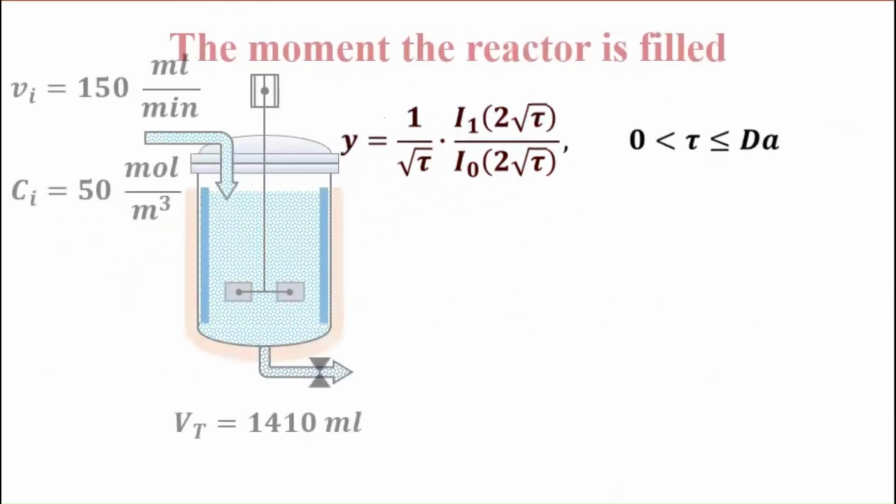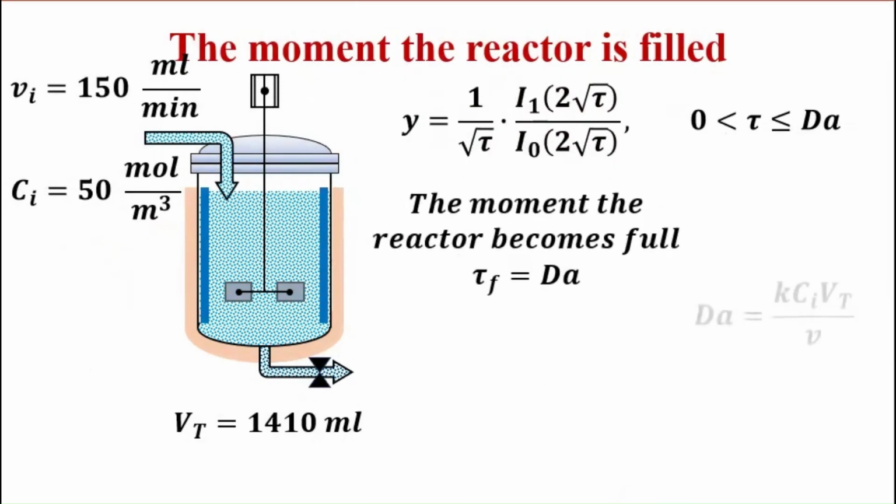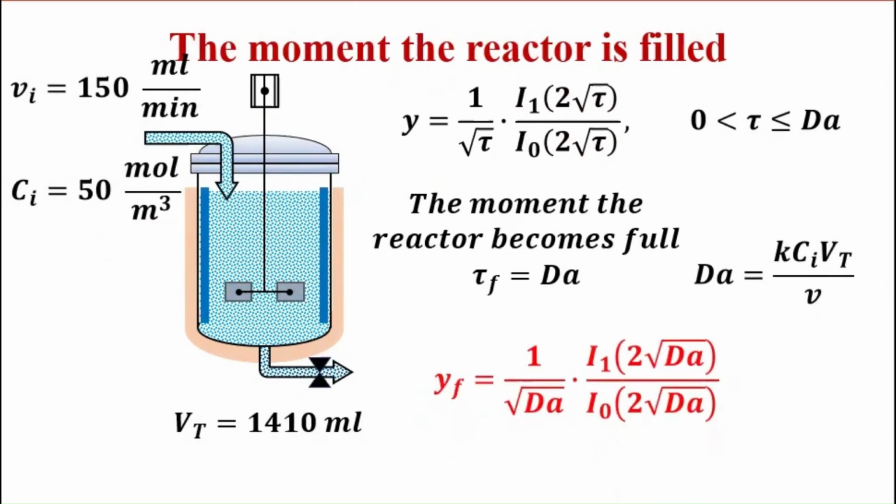By evaluating the ethyl acetate concentration as a function of time, at the moment the reactor becomes filled, the dimensionless ethyl acetate concentration is obtained as a function of the Damkohler number.